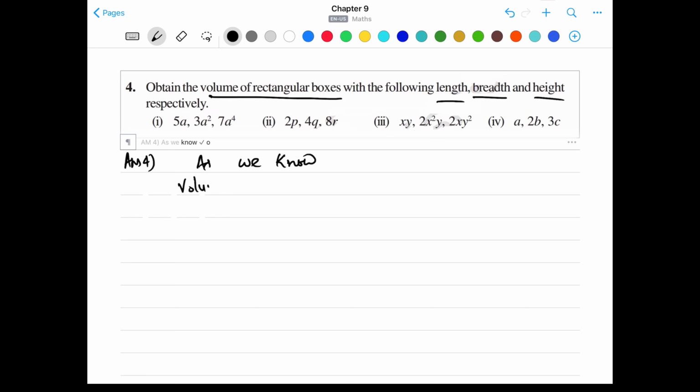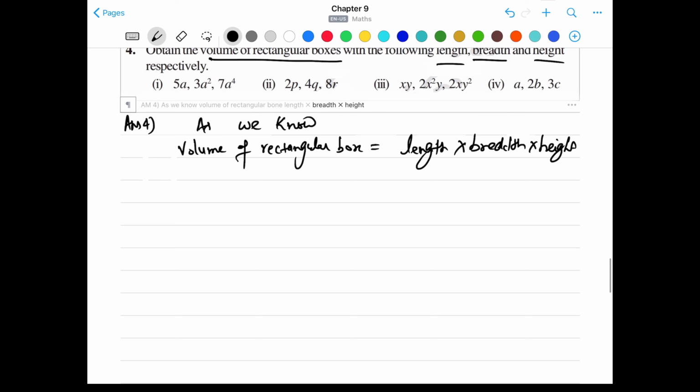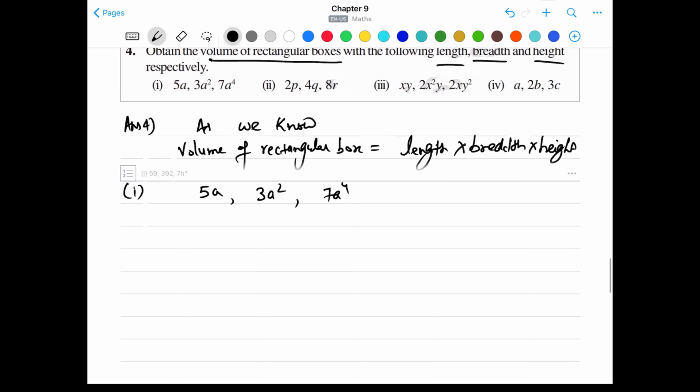the volume of rectangular box is given by length into breadth into height. Okay, so the first one we have 5a, which is length, then we have 3a square, which is breadth, and 7a power 4, which is height. Okay, given in the particular order as it's mentioned, length, breadth, height, and given as respectively.